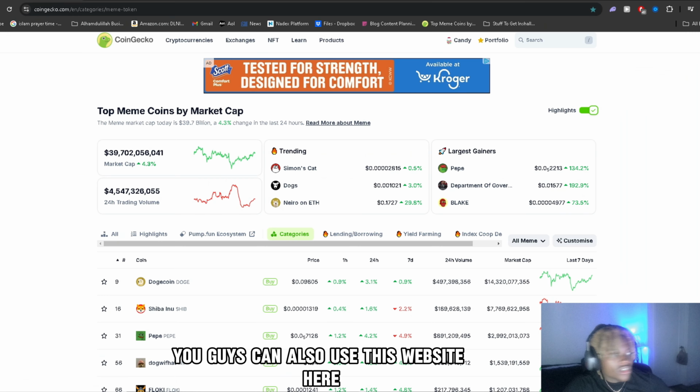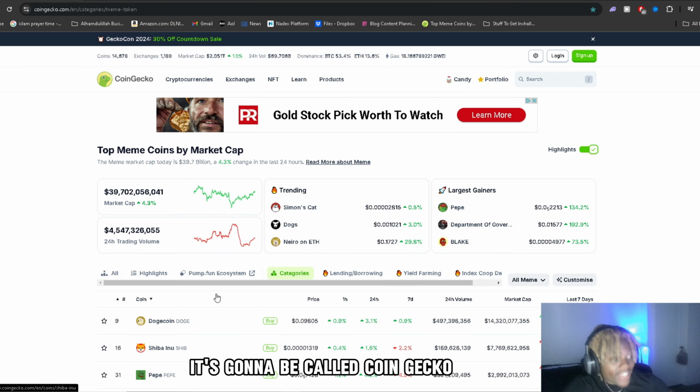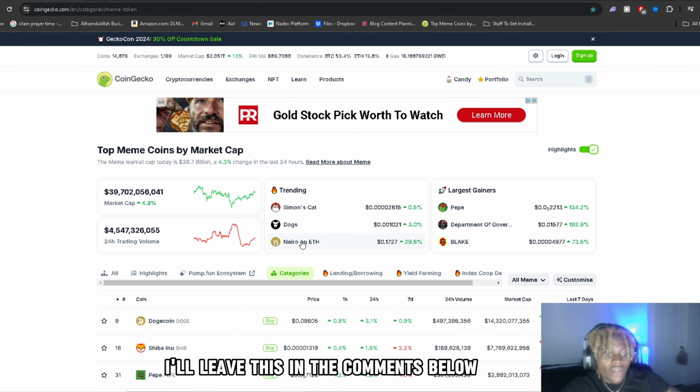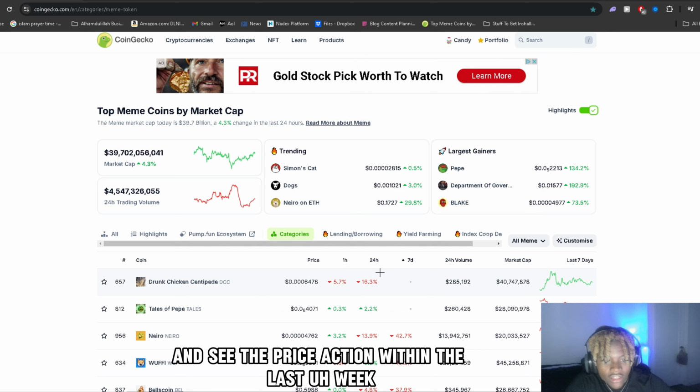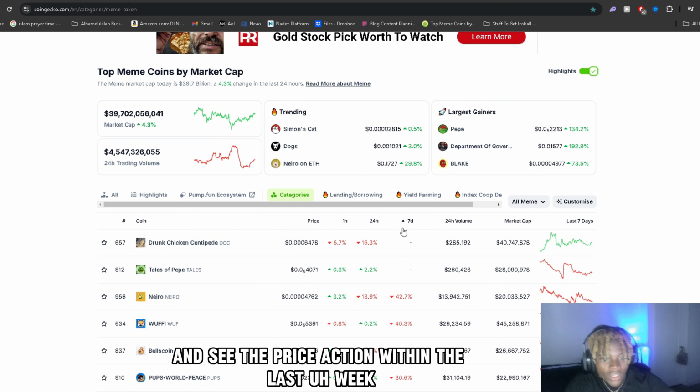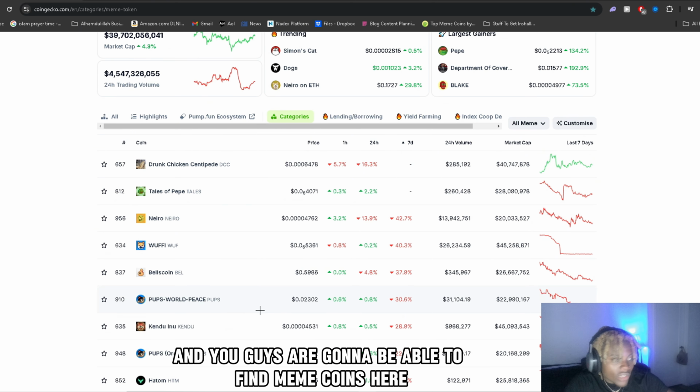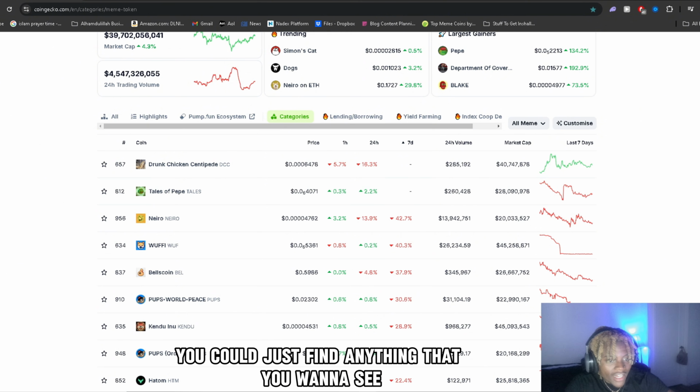You guys can also use this website here. It's going to be called CoinGecko. I'll leave this in the comments below. And you guys are going to be able to go ahead and click on the price and see the price action within the last week. And you guys are going to be able to find meme coins here as well. So boom, you could just find anything that you want to see.